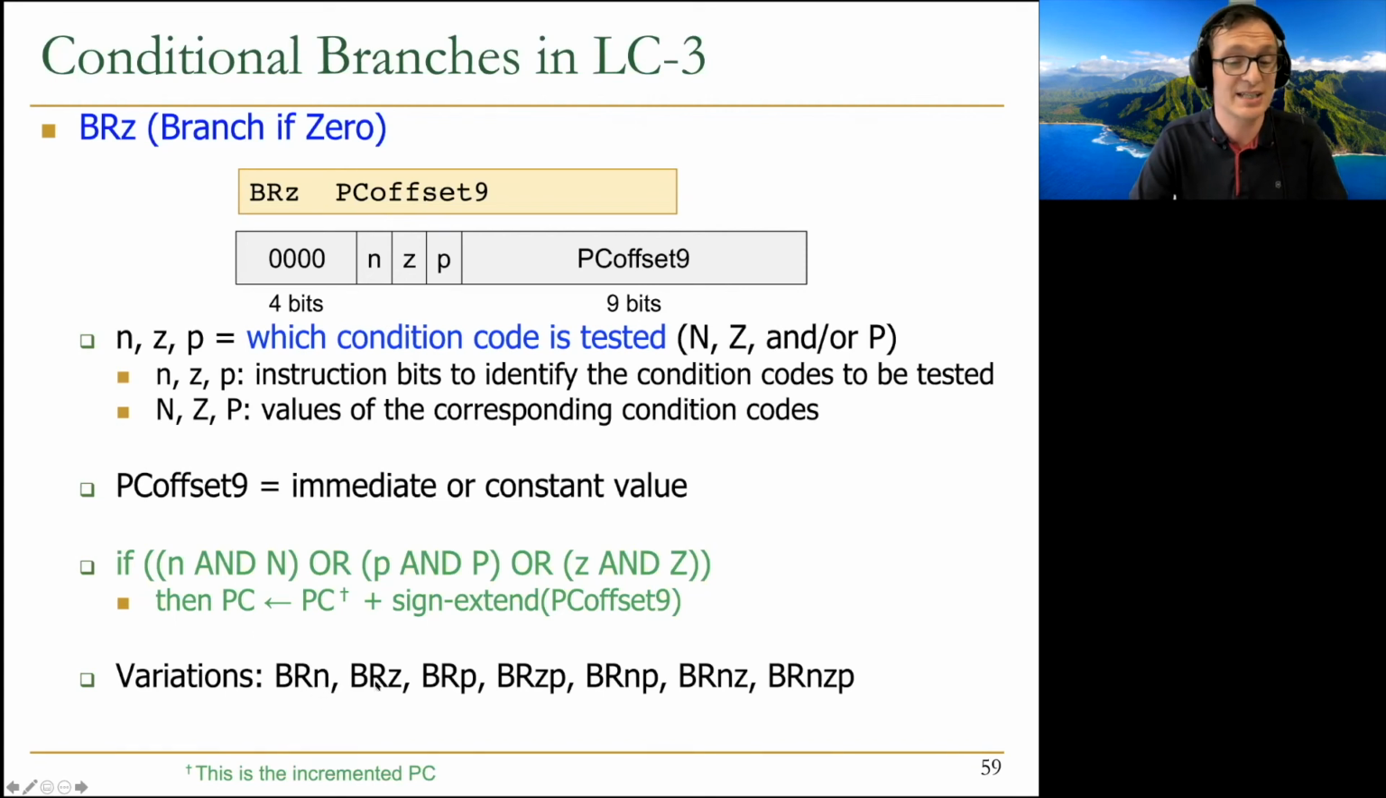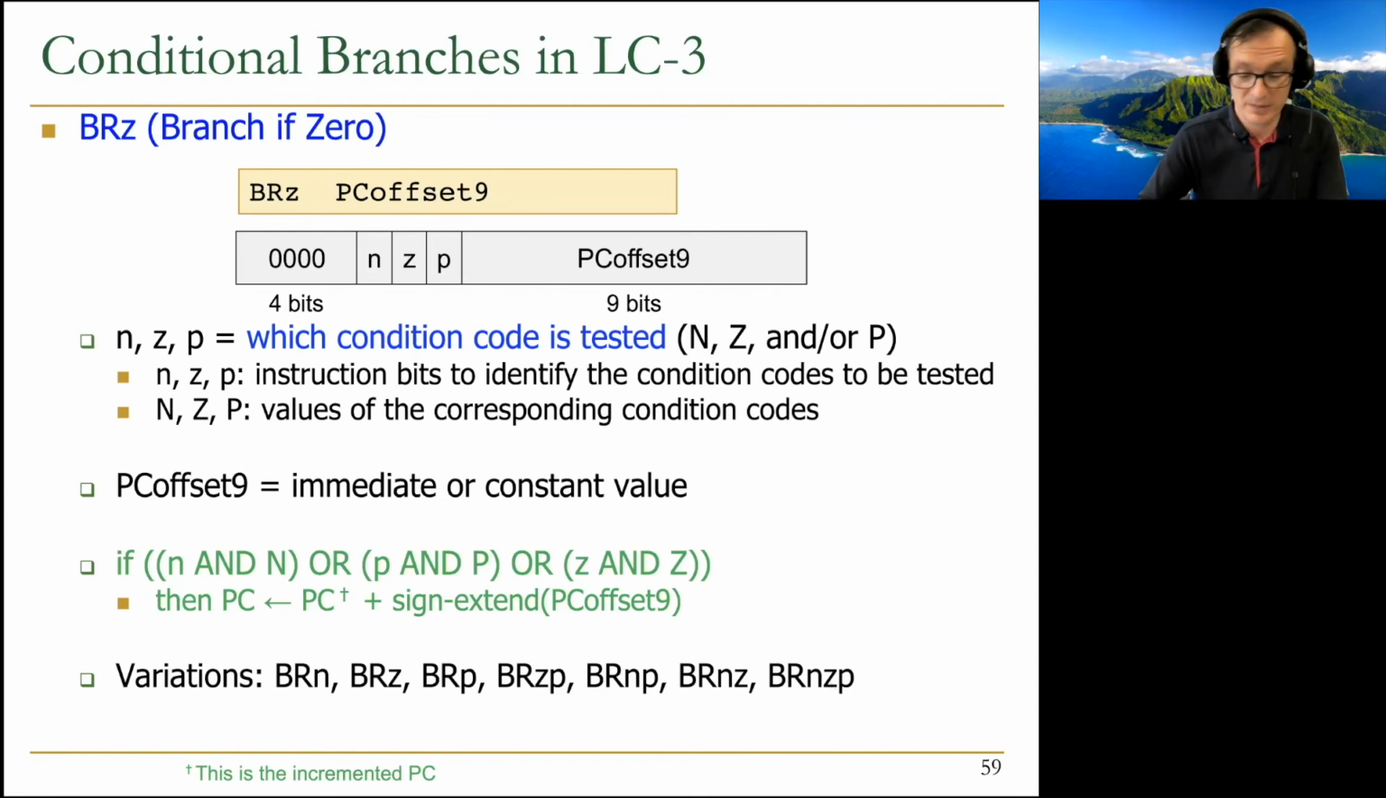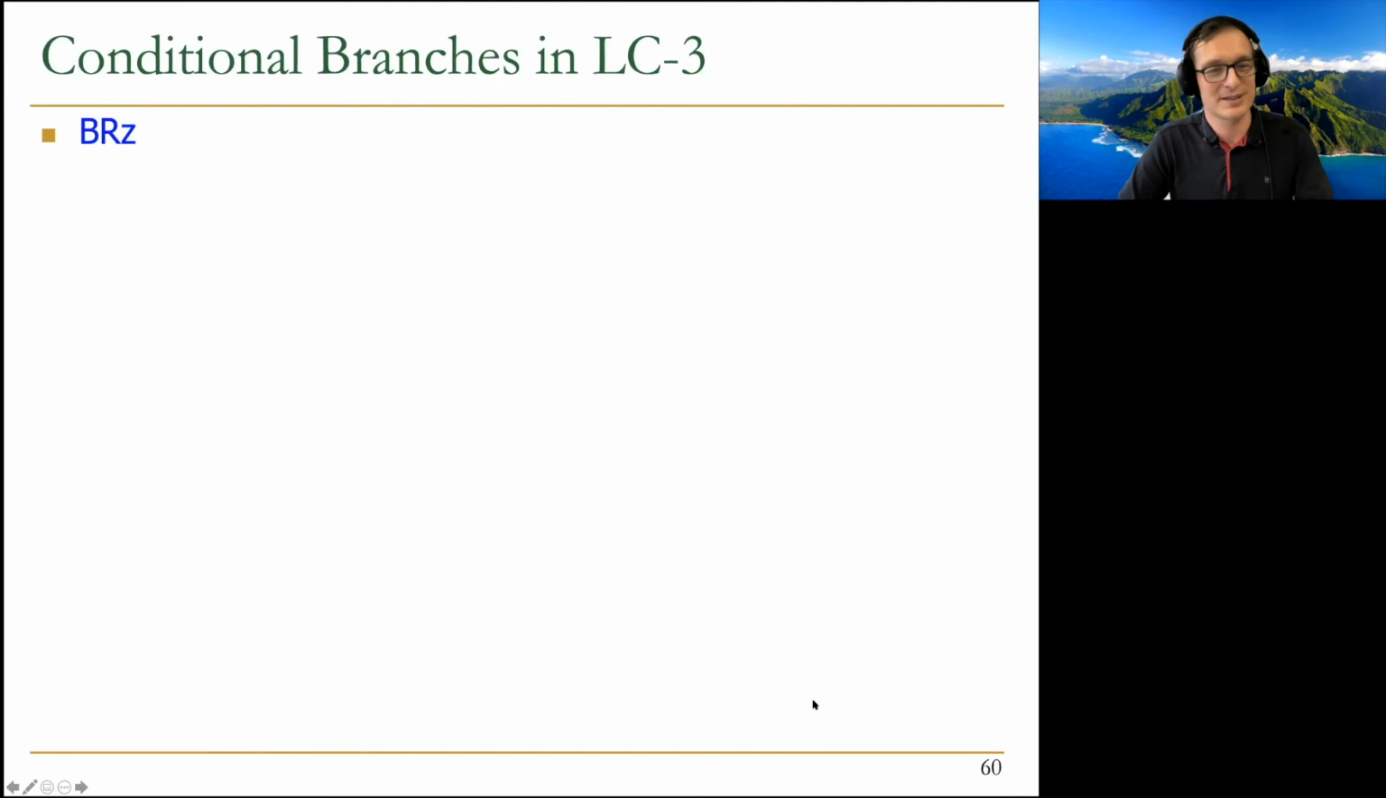You could have branch N, Z, P. You can basically test multiple different combinations of condition codes, which makes it really powerful. So BRNZP, think about what you're doing over here. You're testing all of the condition codes, which means that it's unconditional, right? Because the previous value that's written to a register must have set exactly one of the condition codes. And if we're testing all of them, this is really an unconditional branch at this point. We'll see that again later.